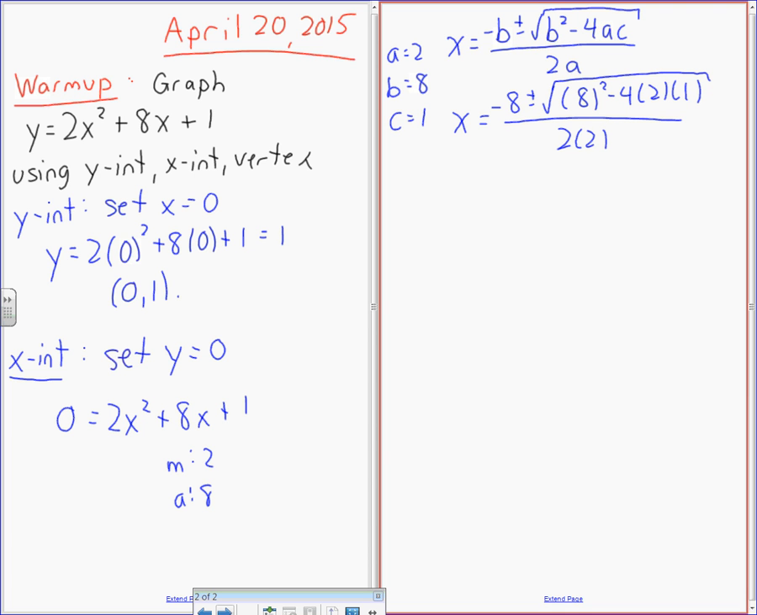All right, Noah, you're the human calculator. What is 8 squared? 64. And negative 4 times 2 times 1 is? Negative 8. Now please remember here, because on the midterm, the mistakes that people make are, remember it's just to multiply the coefficients, so negative 4 times positive 2 times positive 1.